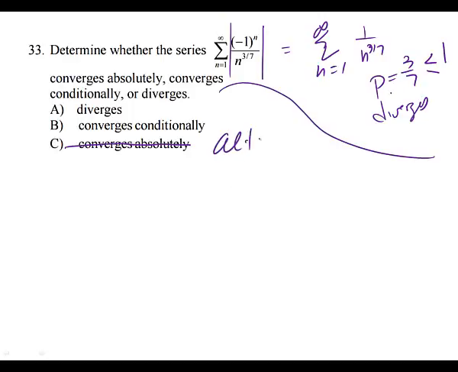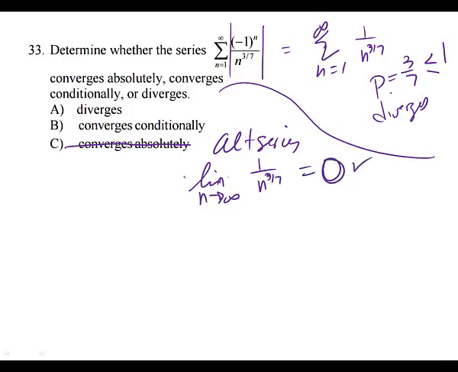Okay, so we're going to do alternating series. So the alternating series test says we have to take the limit as n approaches infinity of 1 over n to the 3/7. So I get a small number over a big number, which equals what?